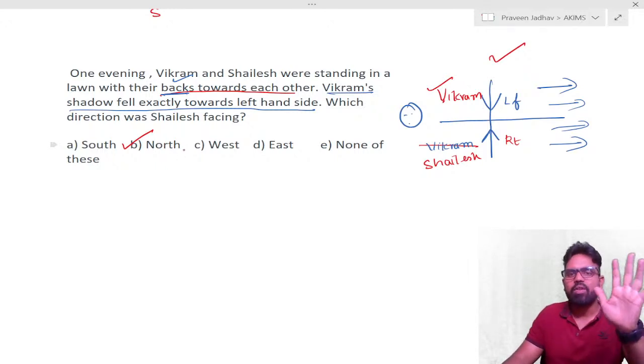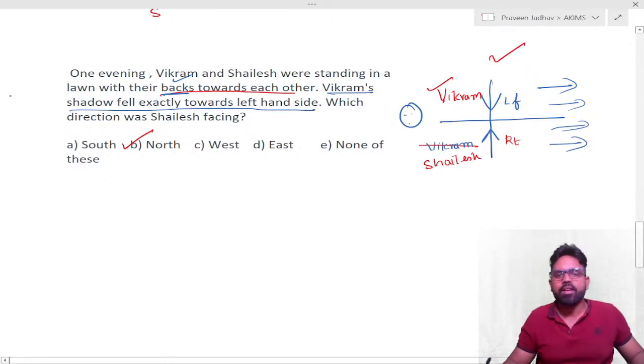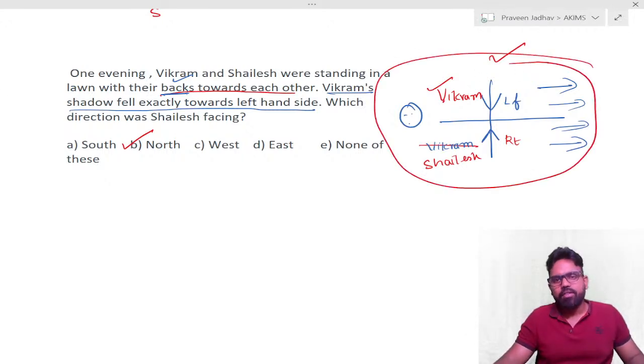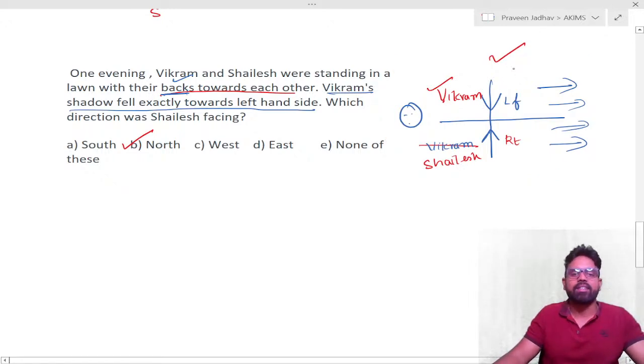I do not want anyone to get confused by solving it for a person standing opposite. Solve it the way we know it, easy, and then flip the answer. You'll get the correct answer. Getting it?